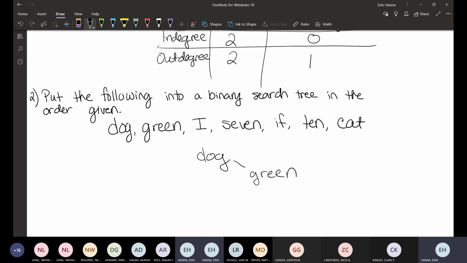And remember, you always have to start from the top. So if I want to put I on this tree, it has to go to the right of dog, but then it's also to the right of green. I'm questioning my alphabetical ability here. 7 is also going to go to the right of I. I have a very long direction in that way.